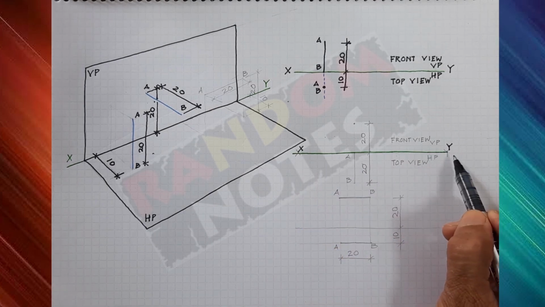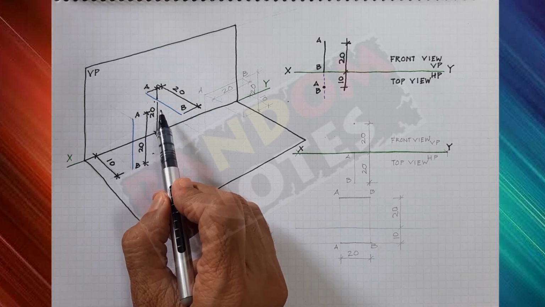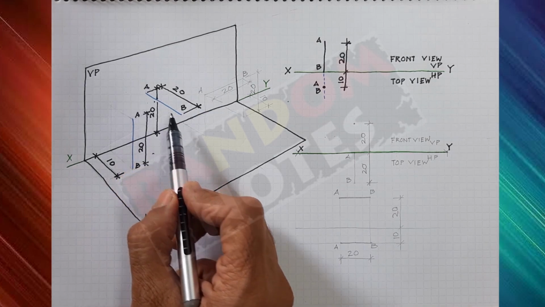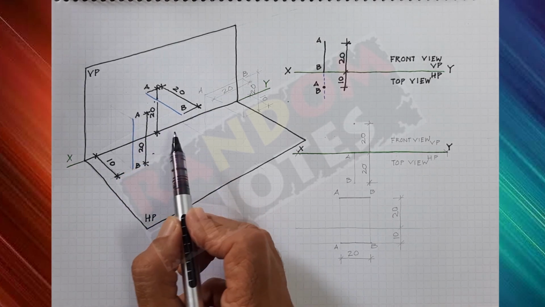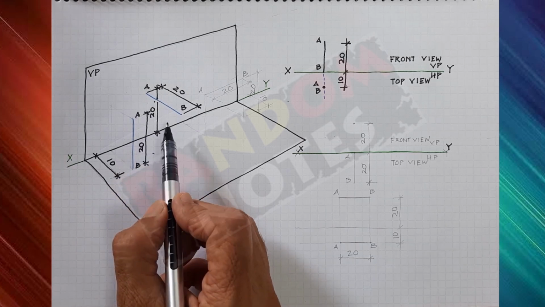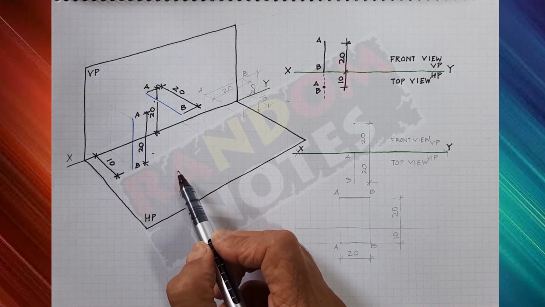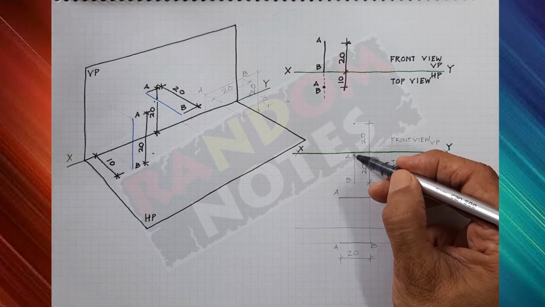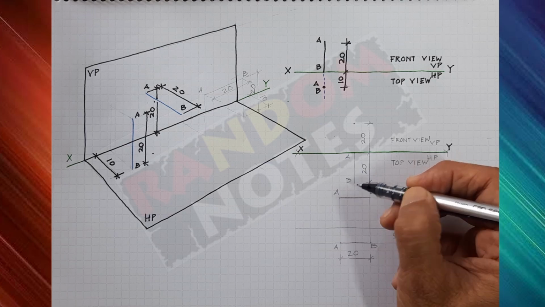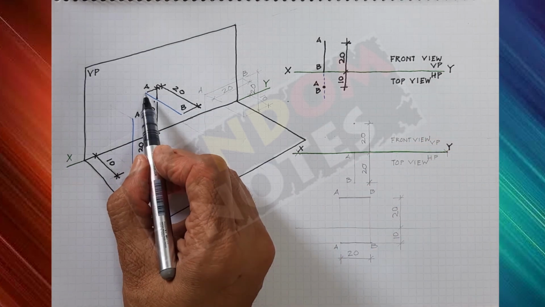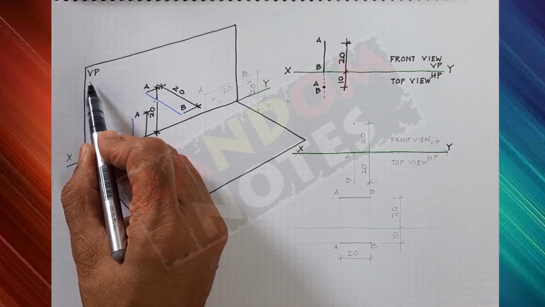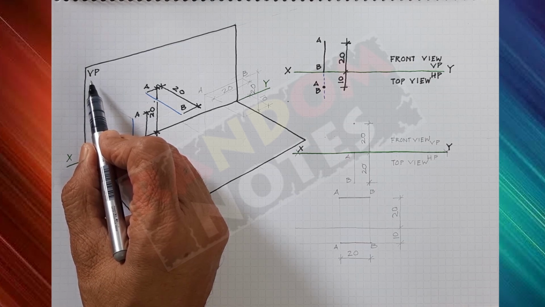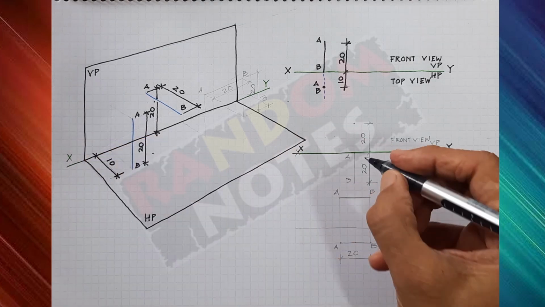This is the XY line. Our line is perpendicular to the vertical plane. So if it is perpendicular to a certain plane, it will be visible fully in the other plane. So in the horizontal plane, this line AB will be fully visible. Point A is touching the vertical plane, so we will make a line 20 mm long touching the vertical plane.